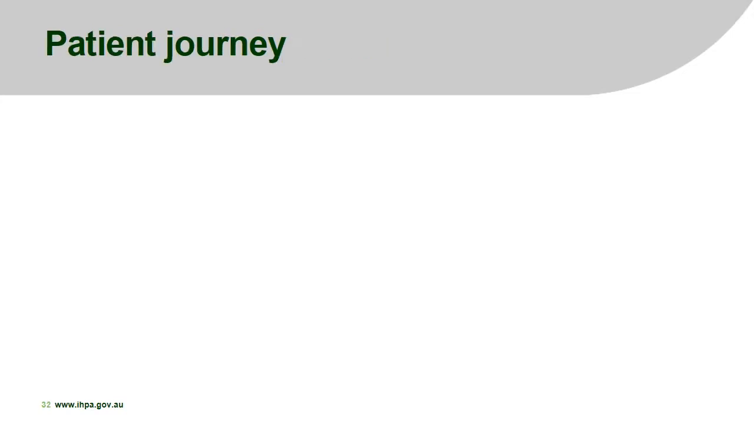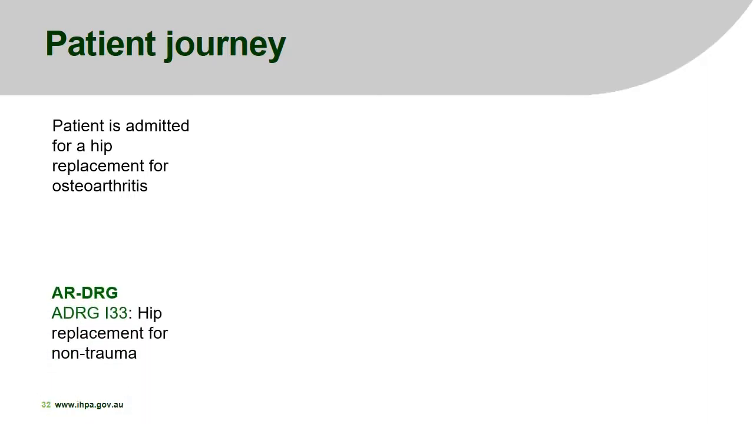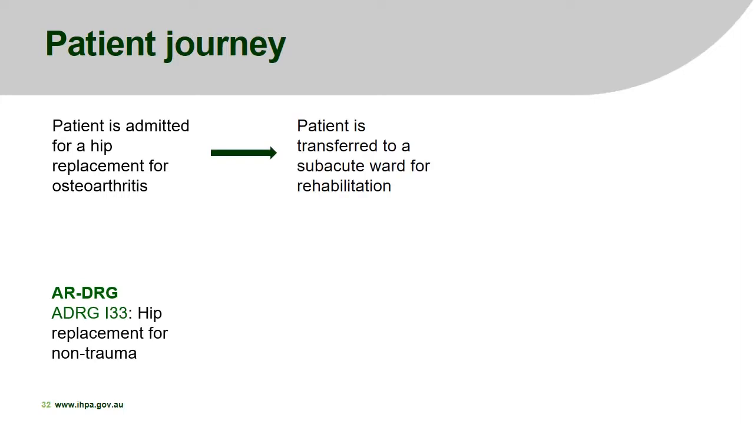I will now walk through a simple patient journey. An elderly patient is admitted to hospital for a hip replacement due to osteoarthritis. Using the diagnosis and intervention codes, this episode is classified to the adjacent DRG of I-33, hip replacement for non-trauma. Depending on the level of complexity, it would either go to the A or B class. The patient is then transferred to a subacute ward for rehabilitation.